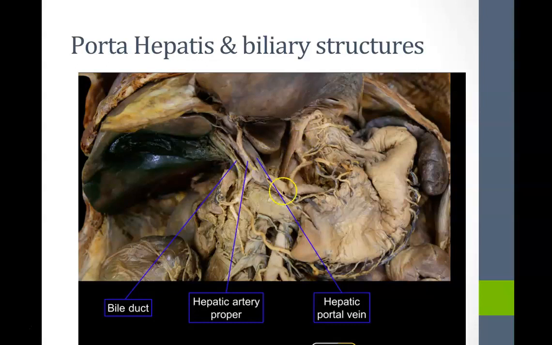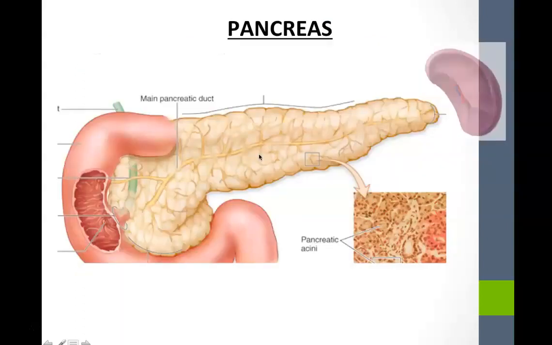The other thing that we can find more posterior to these structures is the hepatic portal vein. That nutrient-rich deoxygenated blood would be draining from your superior mesenteric vein and inferior mesenteric vein and the splenic vein over to this hepatic portal vein.